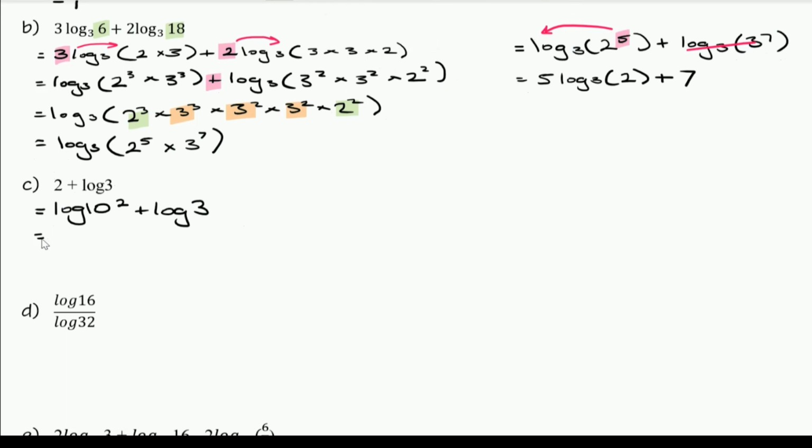And next, now that we've got the same base, I can use my rule number 4 of multiplying these two together. So this is going to be log of 10 to the power of 2 multiplied by 3. And this is just going to give me log of 300. And there you go. That's that question done. Not a very long one at all.